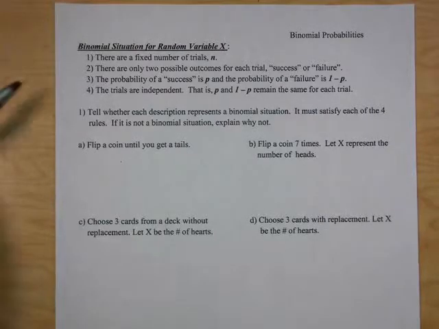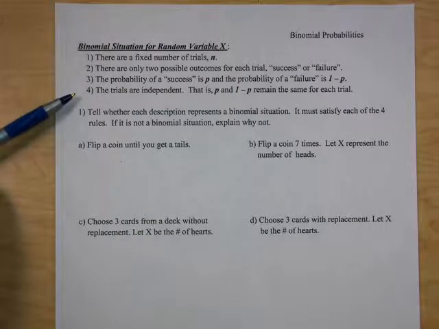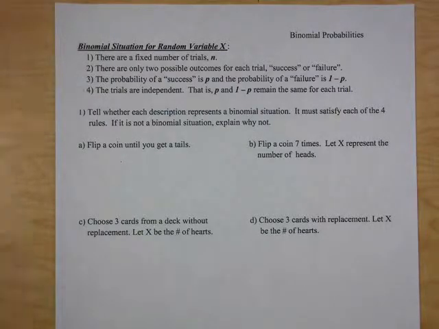The third thing, the probability of success is p, and the probability of a failure is 1 minus p. Fourth thing, the trials are independent, which means p and 1 minus p remain the same for each trial. So we'll look at a few examples here and determine whether or not we have a binomial situation. In order to be binomial, it must satisfy each of the four rules up here.